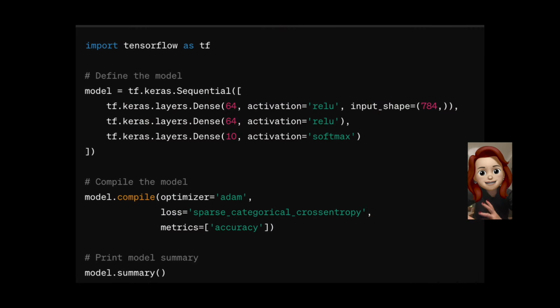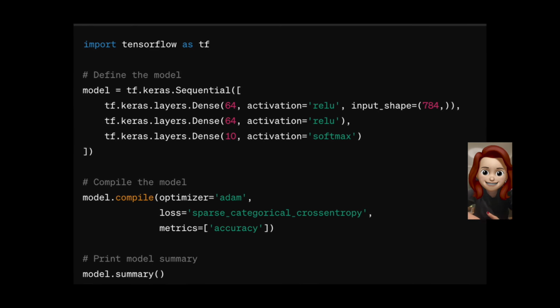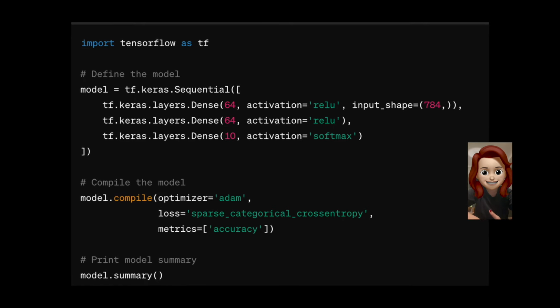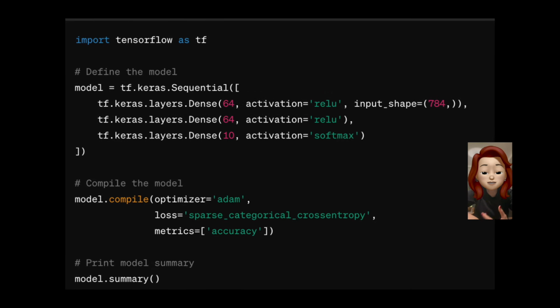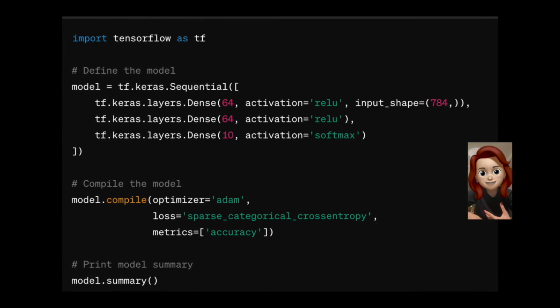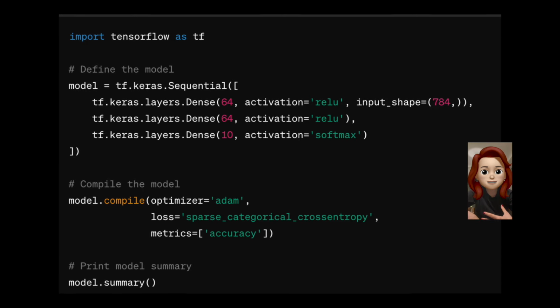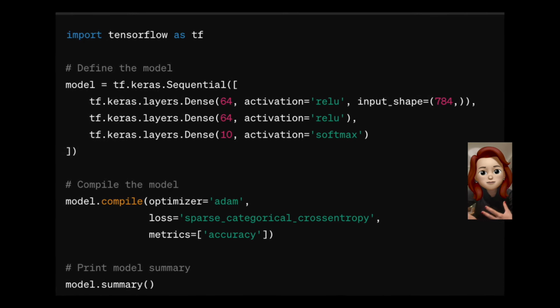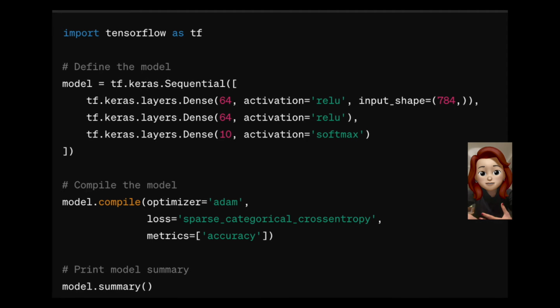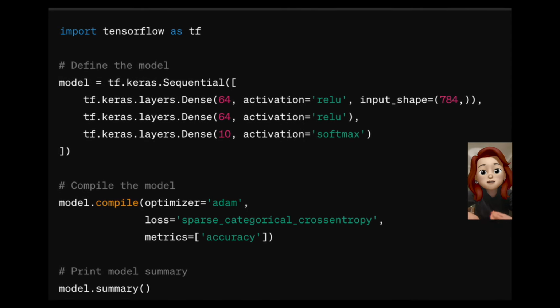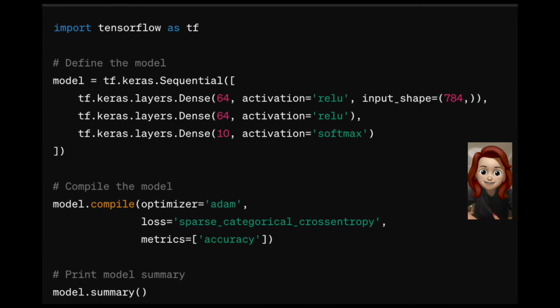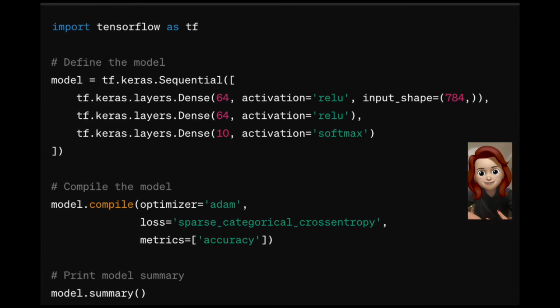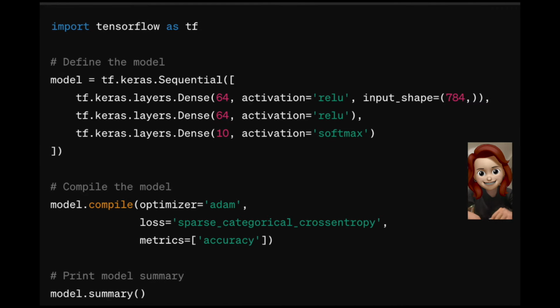Now, let's see how we can implement a simple neural network using Python and the TensorFlow library. In this code snippet, we define a sequential model with two hidden layers, each consisting of 64 neurons with ReLU activation functions. The output layer has 10 neurons with a softmax activation function suitable for classification tasks.